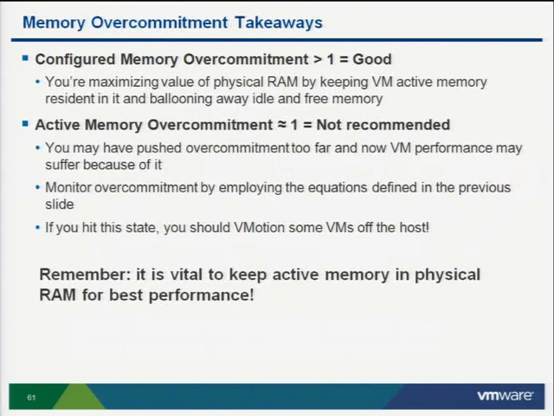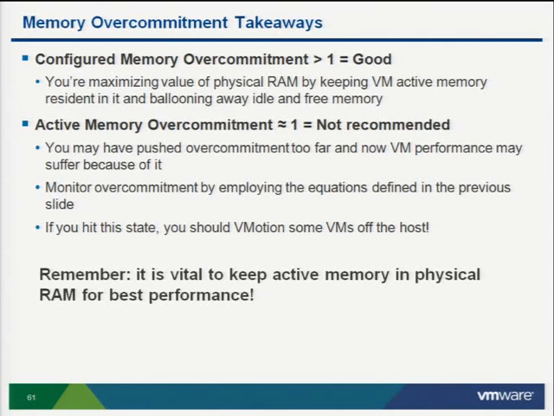So the takeaway here is that configured memory overcommitment is great, and this is something that VMware has been preaching for years, that this is something you want to do because you're maximizing the value of your physical RAM by keeping the active memory in it. So you're actively using that RAM for something. Now, if you push it too far, you're going to end up in the active memory overcommitment phase. And this is why I've separated them out, because active memory overcommitment is definitely not recommended, and it's not good.